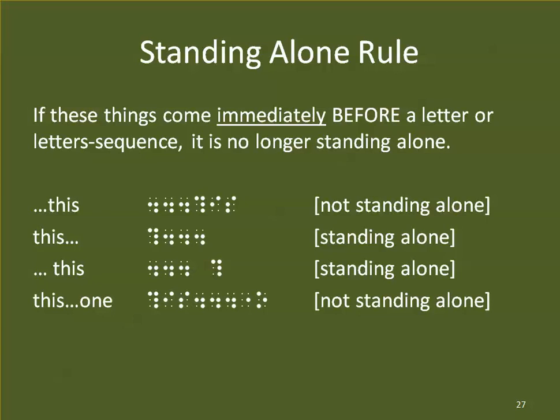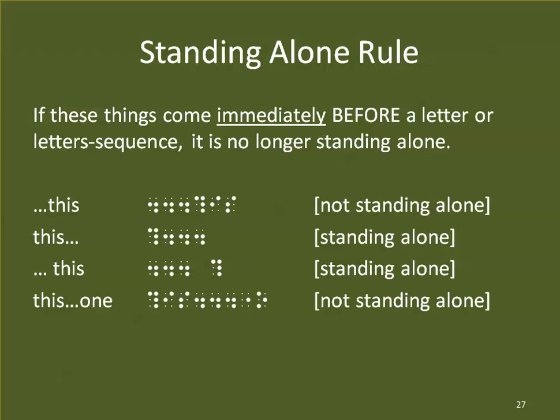So if we have an ellipsis and an unspaced word this, the ellipsis comes before the word this, so that means this is not standing alone. So we can't use the TH contraction to mean the word this in this situation. We can, however, use it to mean TH. So we have TH, IS. However, if that ellipsis comes after the word, then this is standing alone because there's a space in front of it, then the ellipsis, and a space after the ellipsis. So that whole sequence has a space on either side. Then it's still standing alone.